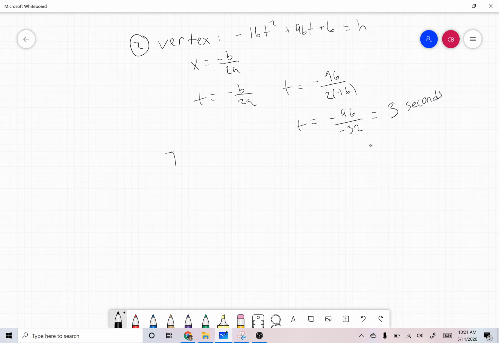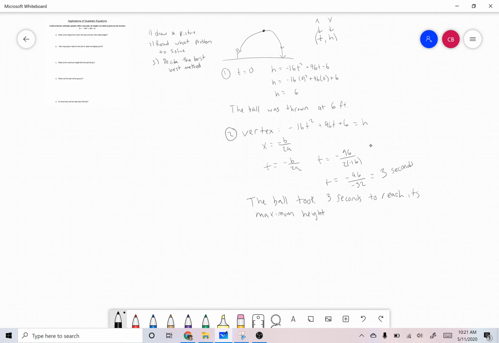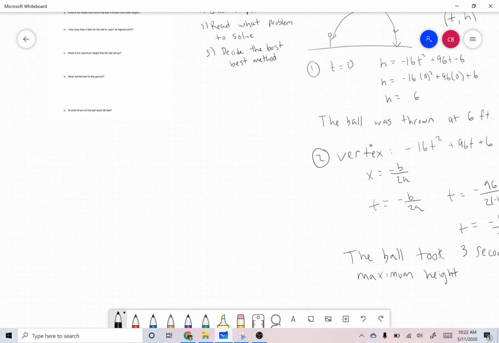The ball took 3 seconds to reach its maximum height. Pretty straightforward, I think. You just have to know which formula you're using and when. Okay, there's that one. So then what is the maximum height that the ball will go?